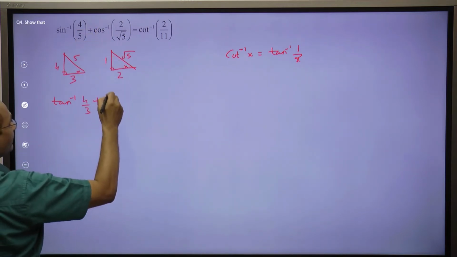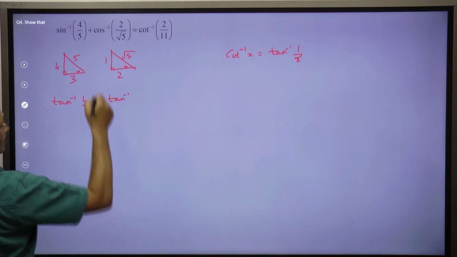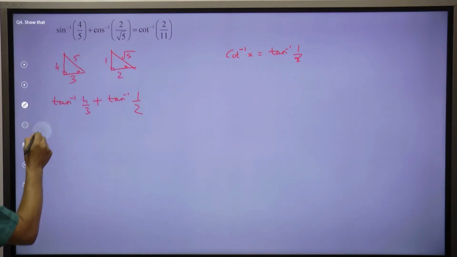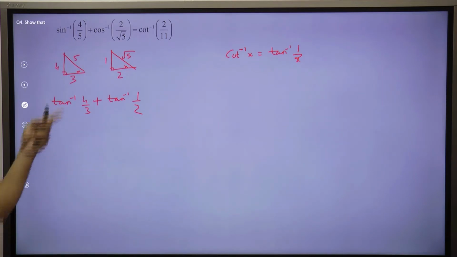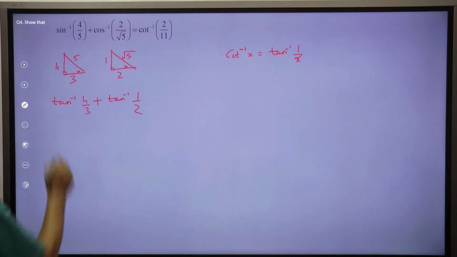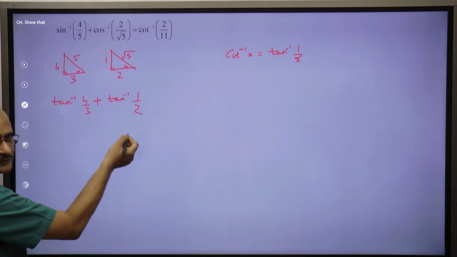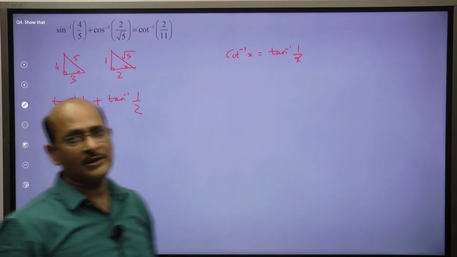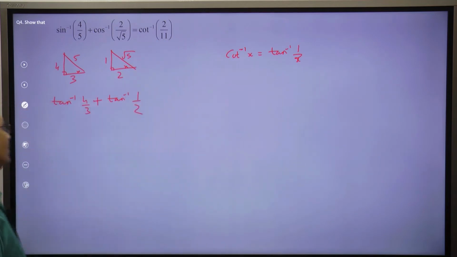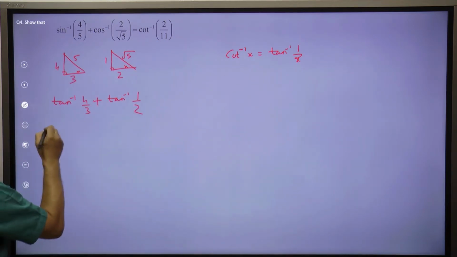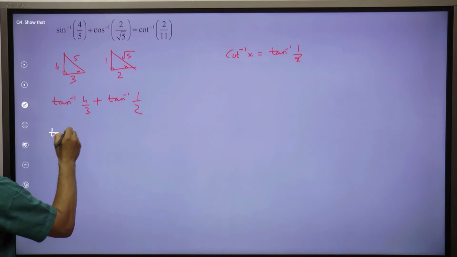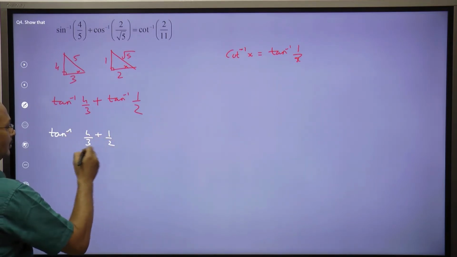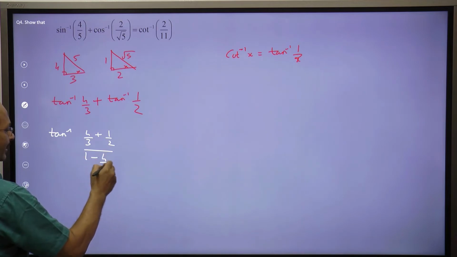Now this is tan inverse 1 upon 2. Now I have to solve this out properly and see whether I get whatever the RHS they are asking us to prove. So tan inverse x plus tan inverse y. Because we have the formula for only tan inverse plus tan inverse, I am not involving cot inverse here. So tan inverse x plus tan inverse y, you all know the formula: tan inverse of x plus y upon 1 minus xy.